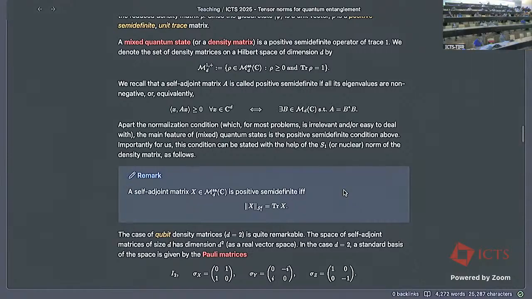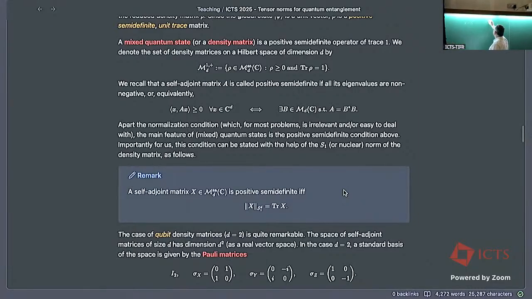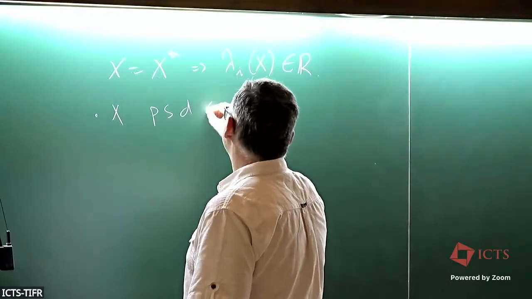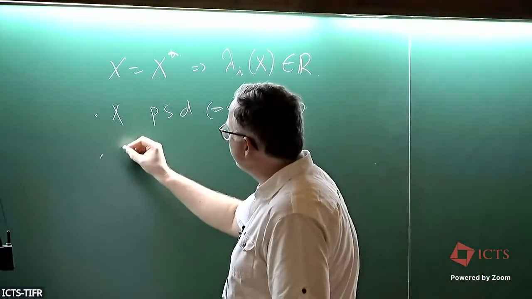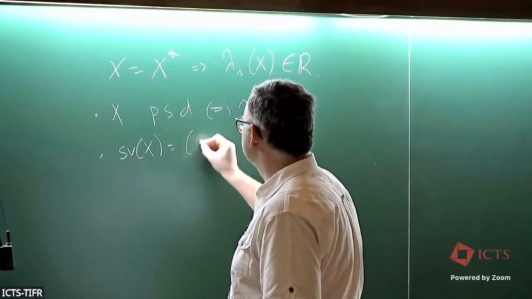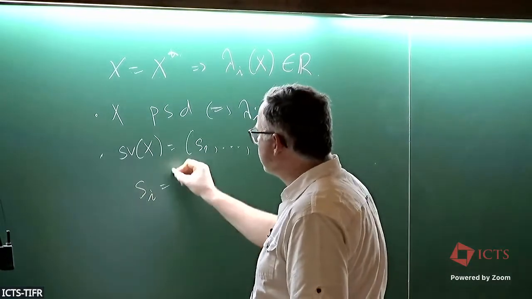So let's think about what this means. X is self-adjoint, so the eigenvalues lambda i of X are real numbers. Remember that X is positive semi-definite if and only if these eigenvalues are non-negative. And remember the singular values of X, let's call them s_i. For self-adjoint matrices, these are just the absolute values of the lambda i's.